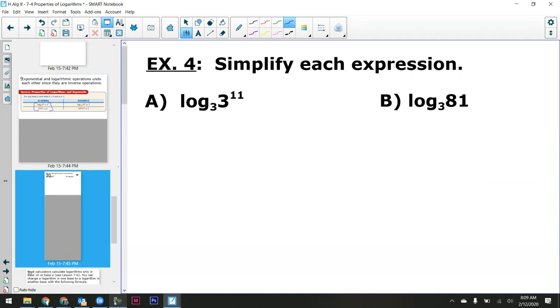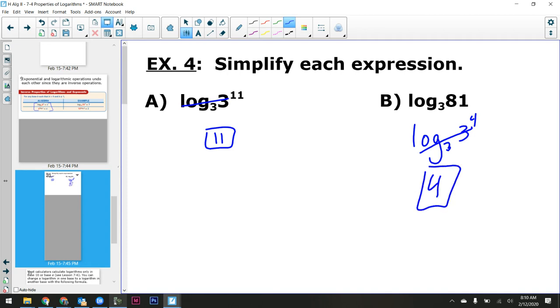What is log base 3 of 3 to the 11th power? 11, right? Cancel, that becomes 11. What is, well, this one is not written in that form, but watch what we could do. Can I make this a base of 3? 3 to the what power is 81? 3 to the third is 27, so 3 to the fourth is 81, right? Isn't 81 just 3 to the fourth? So I can rewrite this as log base 3 of 3 to the fourth. My answer is just 4 then.